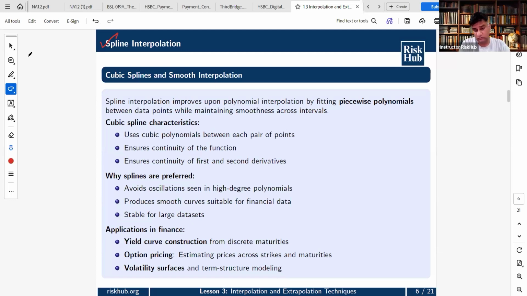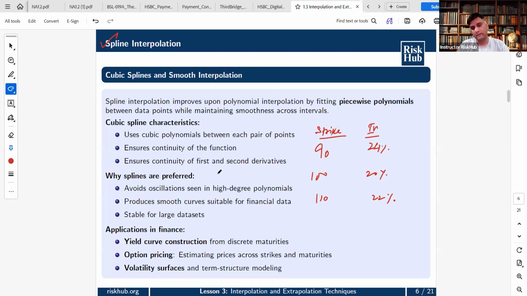For example, suppose you are building a volatility surface. You observe implied volatilities for a few strikes, right? So let's say you have strike 90 and implied volatility 24%. If strike 100, 20%. If strike 110, 22%. Now, you may need the volatility at strike 105. A spline gives a smooth estimate, while a high degree polynomial may overreact and produce weird shapes.